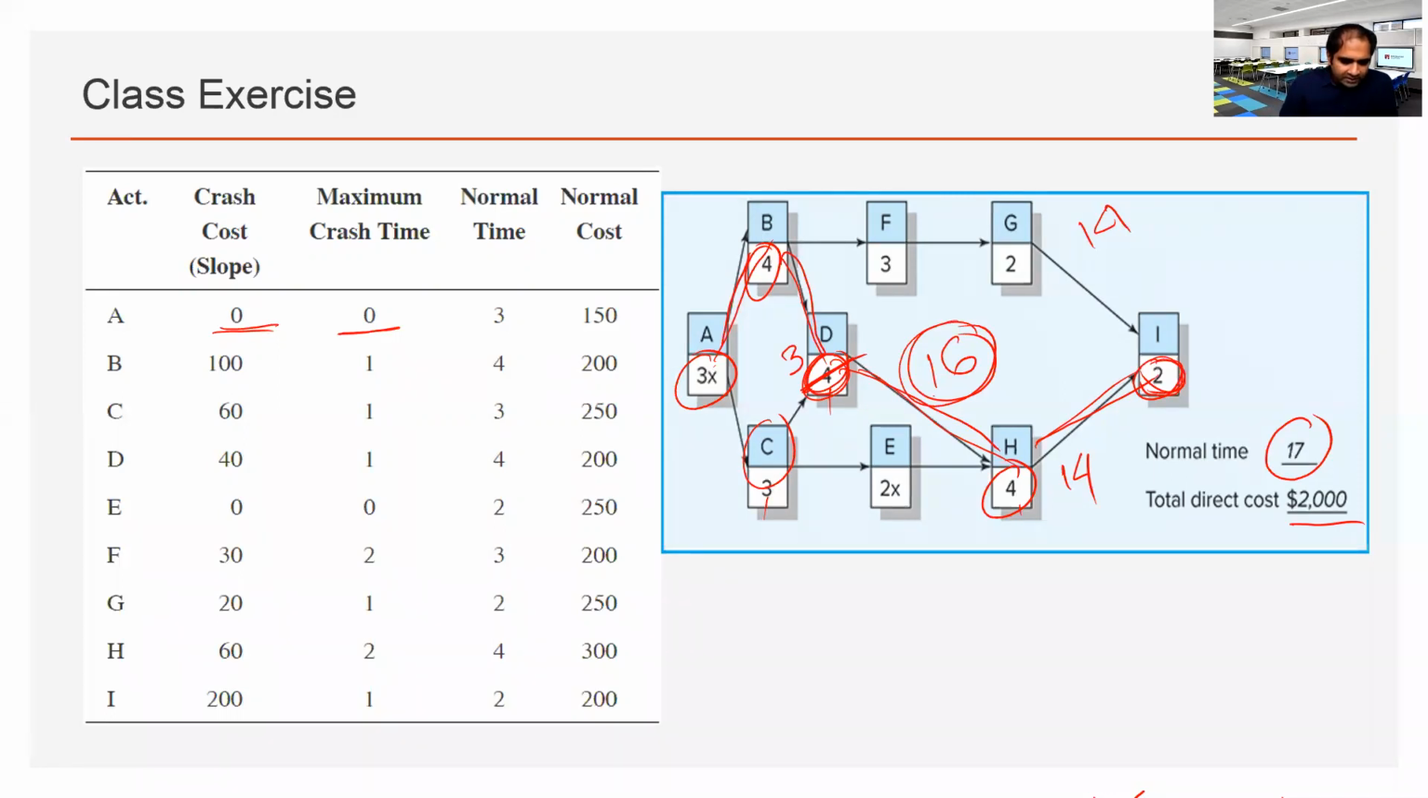Okay, so D is already done. We don't have the option anymore. Now we have options: B is obviously expensive, then we have H for 60. So we need to look into any of the activities from the longest chain. All right, so we have 14, 14. That's not it. If you look into A, B, D, H, I, that's 16, or A, C, D.